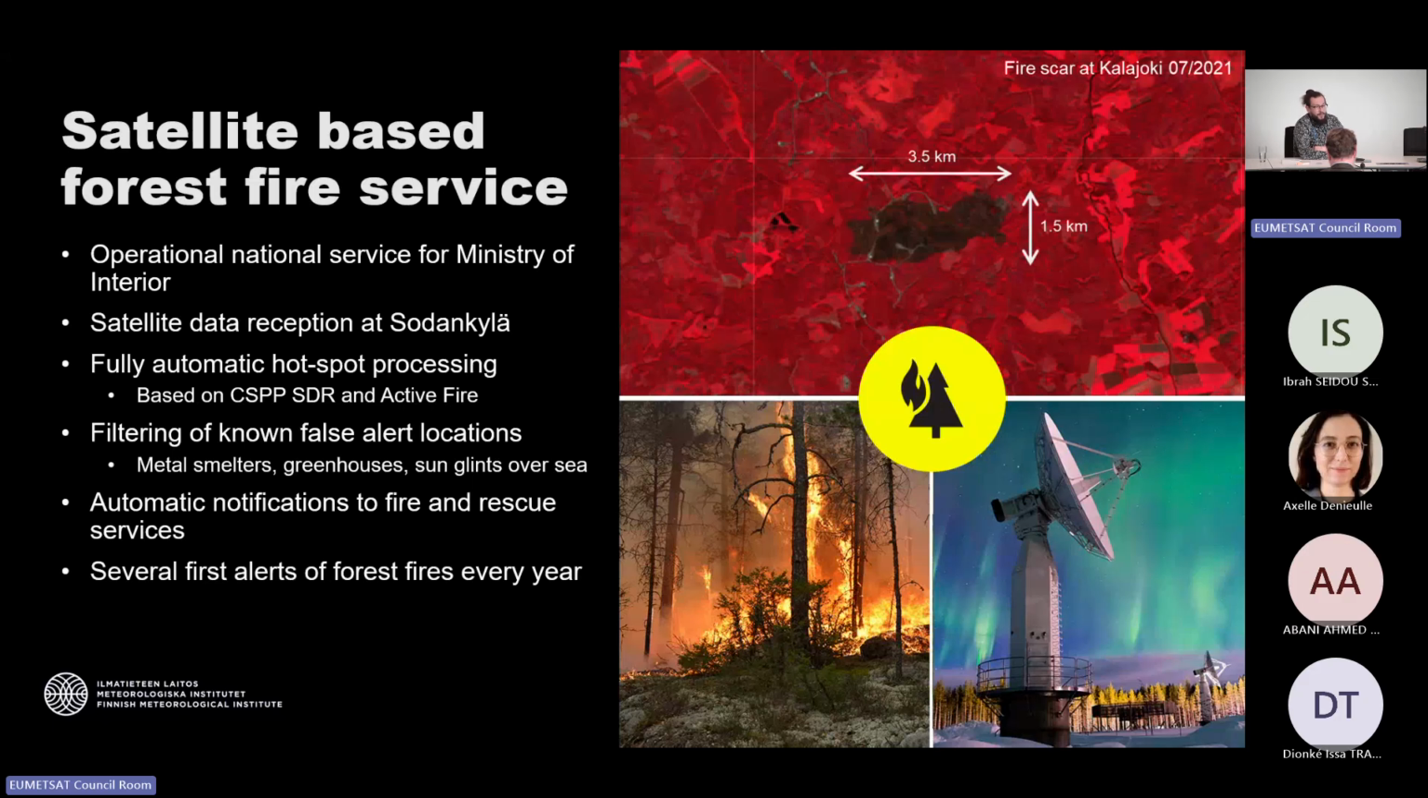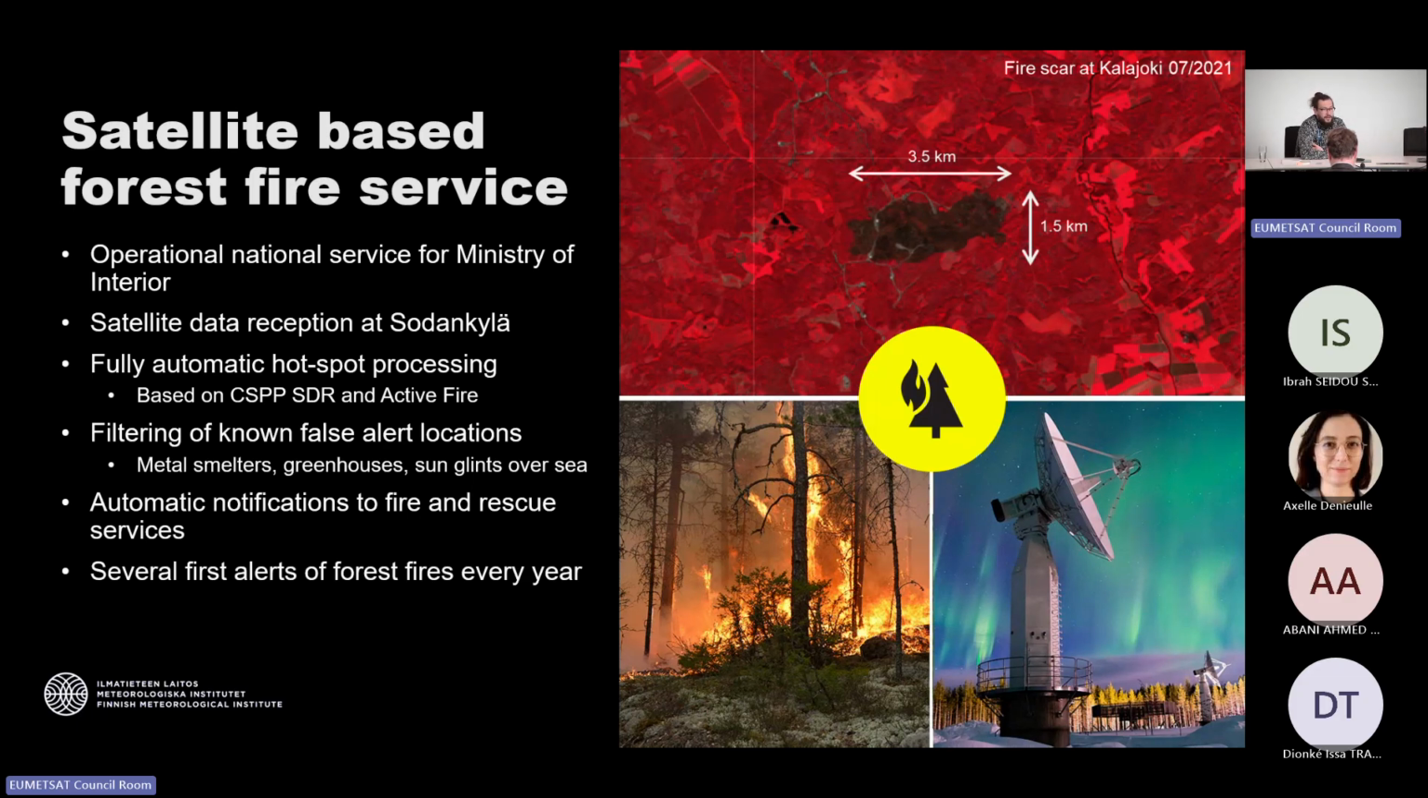Of course, there are lots of fires or what looks like a fire. So we are filtering out any known location that provides a false alert: metal smelters, greenhouses, sun glints over the sea, to be able to better serve our rescue service.